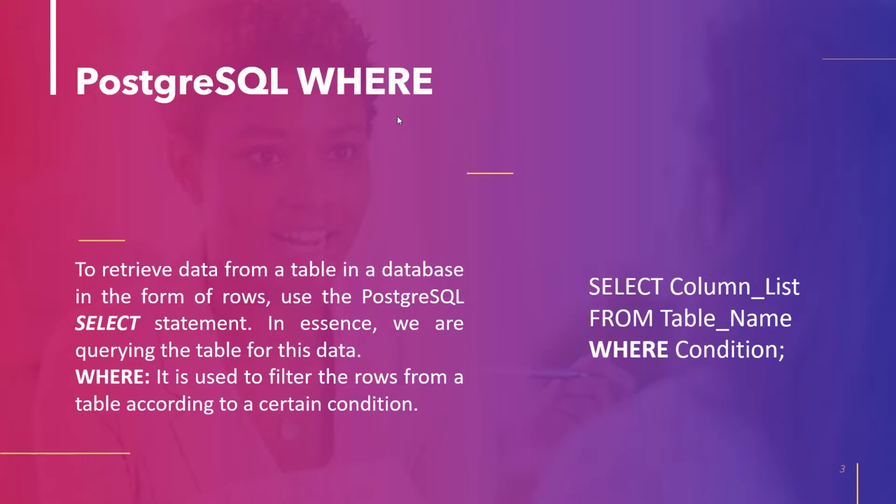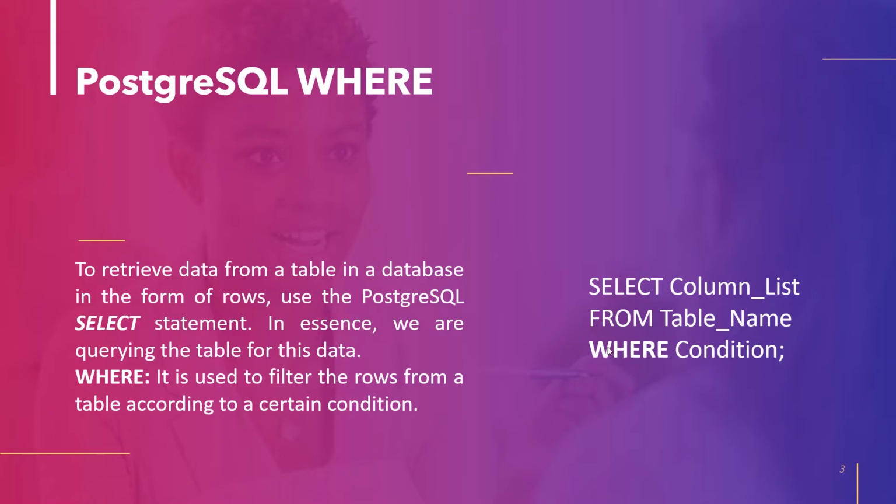Now move to the first topic, PostgreSQL WHERE clause. To retrieve data from a table in database in the form of rows, we use the PostgreSQL select statement. In essence, we are querying the table for this data. But to filter a data or filter the rows from a table according to a given condition or values, we use the WHERE clause. As we can see here in the syntax, select column list from a table name WHERE condition.